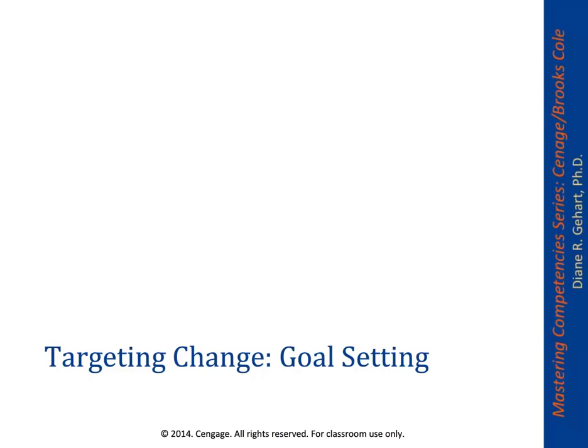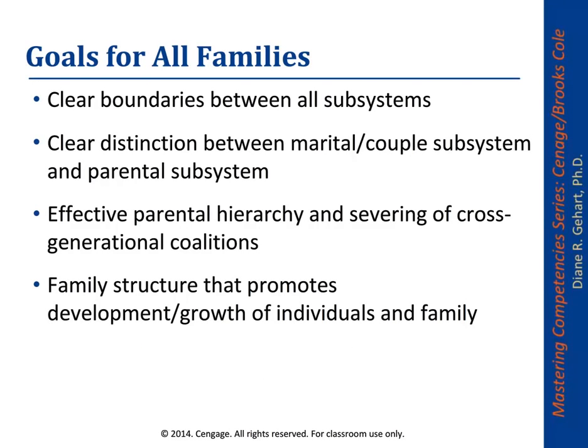Targeting change, goal setting in structural family therapy. So unlike some of these systemic approaches, structural family therapy does have some predefined goals as to what healthy boundaries look like. The first goal is that there need to be clear boundaries between all subsystems. Now, of course, this is all culturally defined, and clear boundaries are not determined by what the therapist thinks looks good, but by whether or not there are symptoms. So if there are symptoms in one or more members of the family, they're looking for boundary issues. So that would be the first goal.